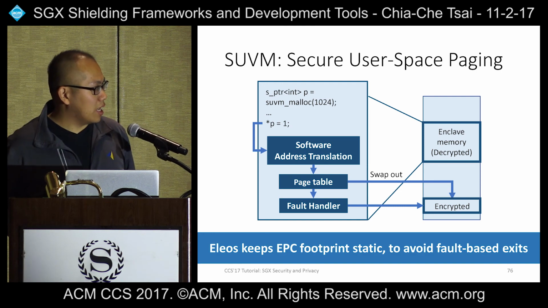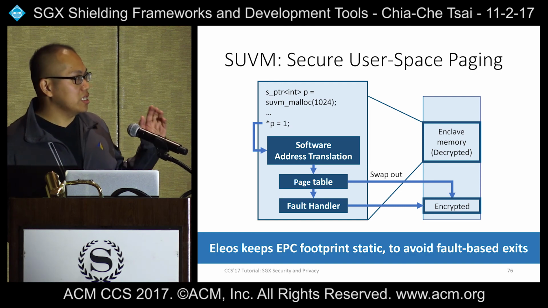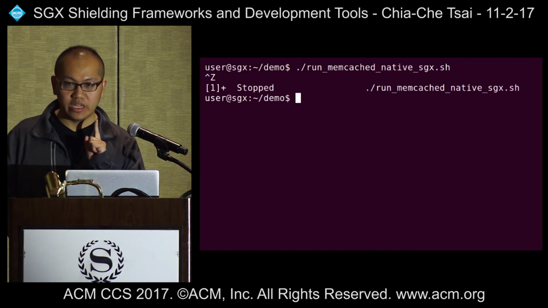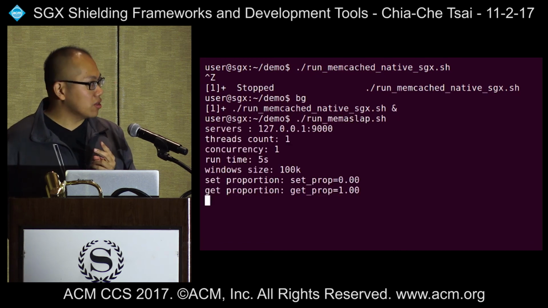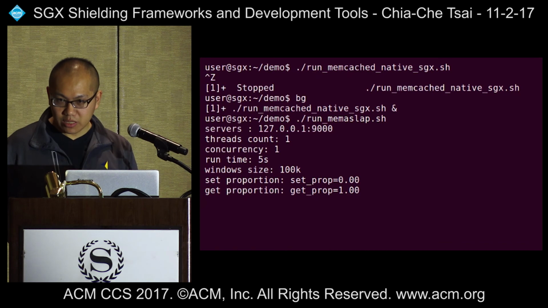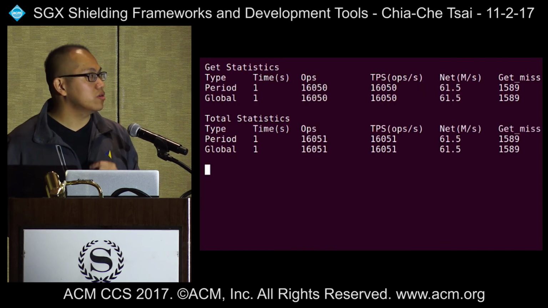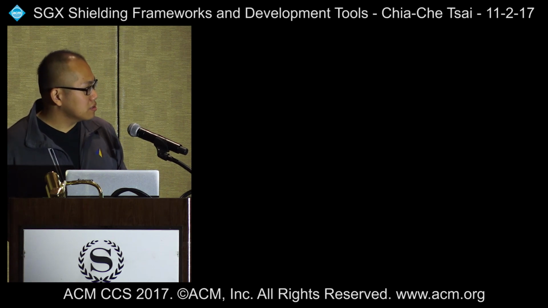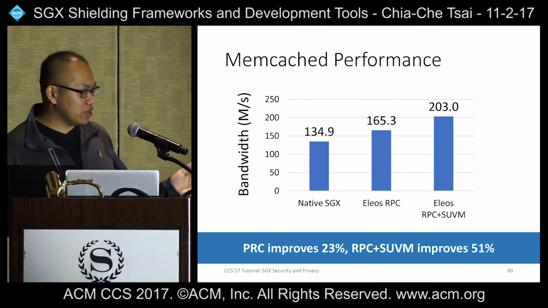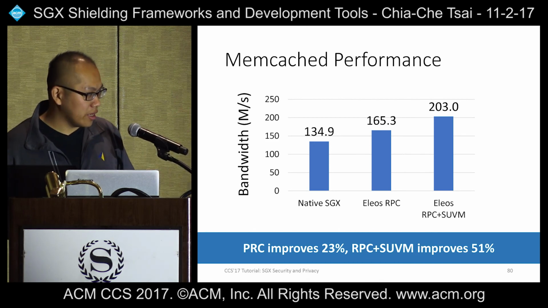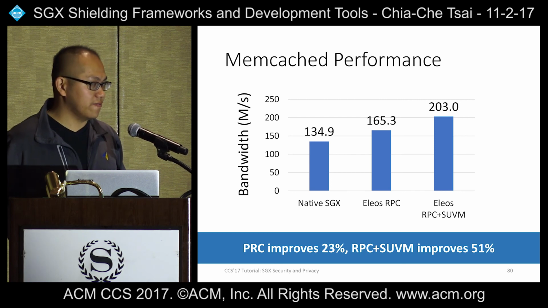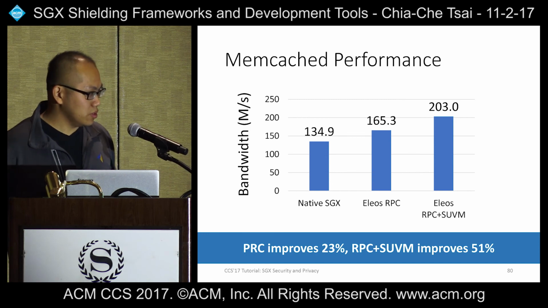Originally there was a demo I'm showing here, but I'm going to skip it. Basically what they show is running Memcached in three different modes. One is running in native SGX. The third mode is running with RPC optimization, and the last is RPC plus the software virtual memory paging. And here is the result. The result here is very obvious. When you use RPC, you improve performance by 23%. If you use both RPC plus SUVM, you get 50% improvement, which is pretty significant if you consider it.